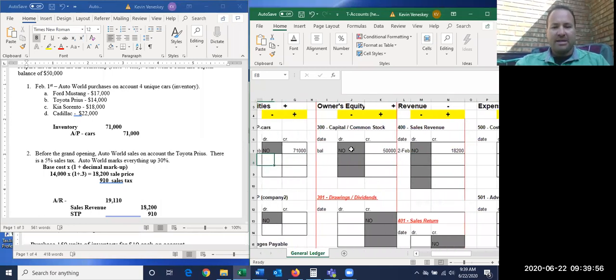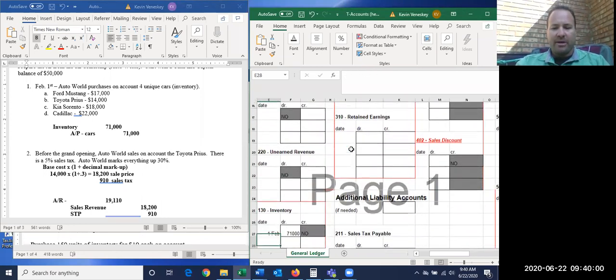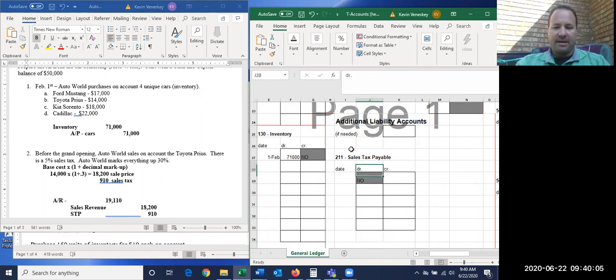And then finally, we had sales tax payable. We look down to our liabilities, and we actually have to come over to our additional liabilities. And here we have our sales tax. On 2-2, we owe the IRS $910. That's not my money. I'm just the middleman. I'm just holding that. The customer paid me. I then pay the IRS.